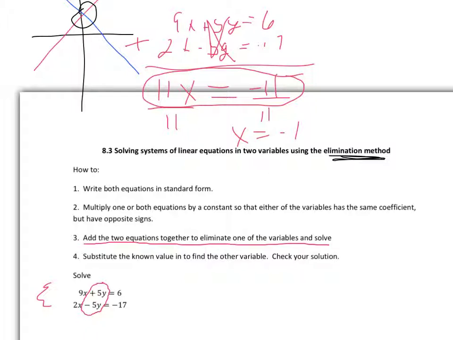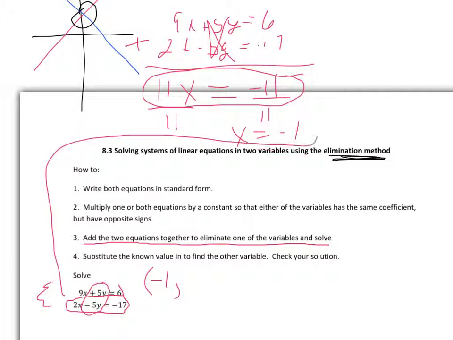So that helps us solve for x. Now, the solutions to these systems are ordered pairs, so it's going to be negative 1 comma something. To determine the y value, we do have to use substitution. I'll just plug that into this equation right here. Plugging in negative 1 for x, we have 2 times negative 1 minus 5y equals negative 17. Now this will help us solve for y, so we get negative 2 minus 5y equals negative 17. Add 2 to both sides.